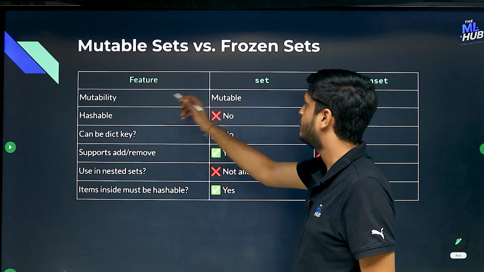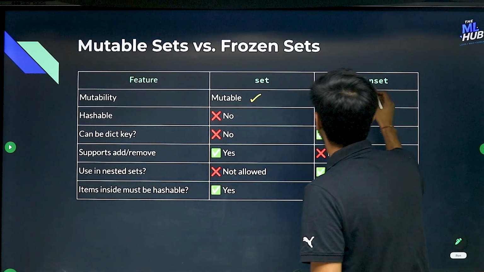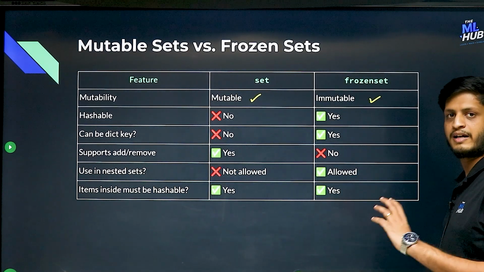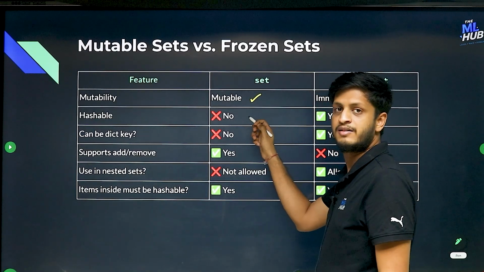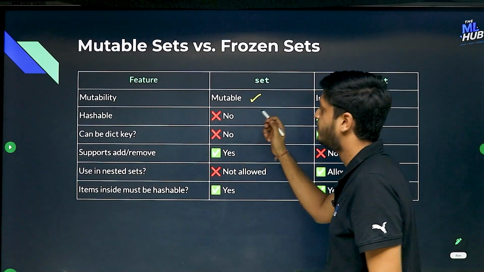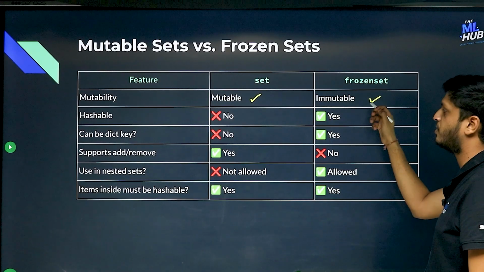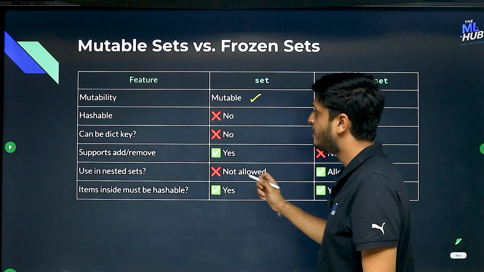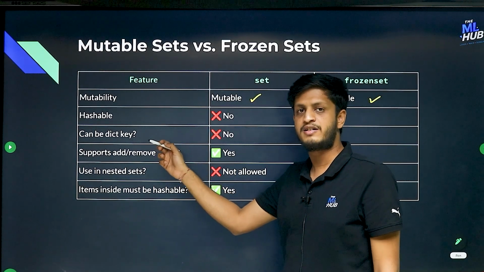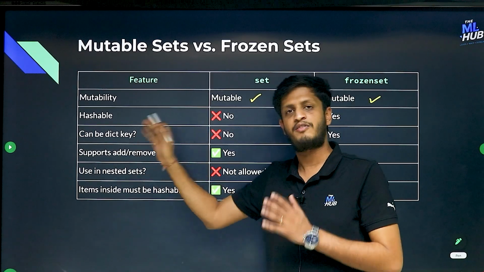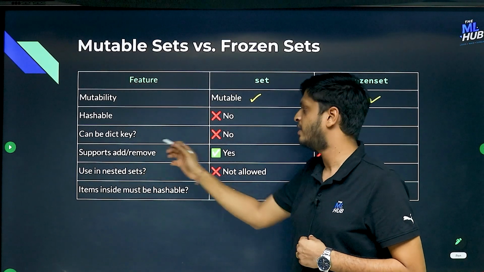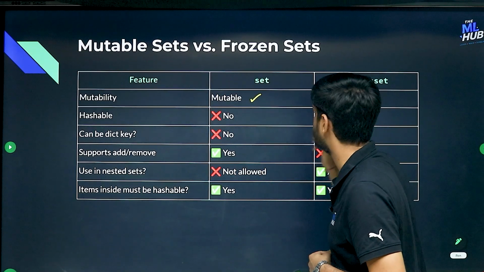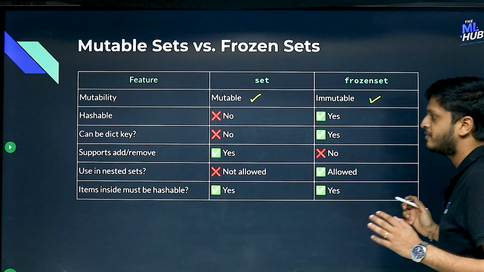Feature mutability: sets are mutable and frozen sets are immutable. They cannot change. Hashable: set is not hashable because it is mutable, but frozen sets are hashable because they are immutable. And can it be a key of a dictionary? This again we will see in next lecture. But yeah, only hashable objects can be a key of a dictionary, and hence set cannot be a key of a dictionary, but frozen set can be.